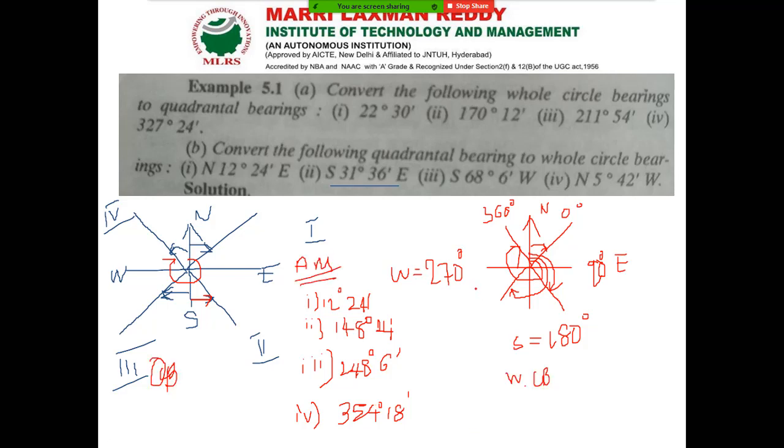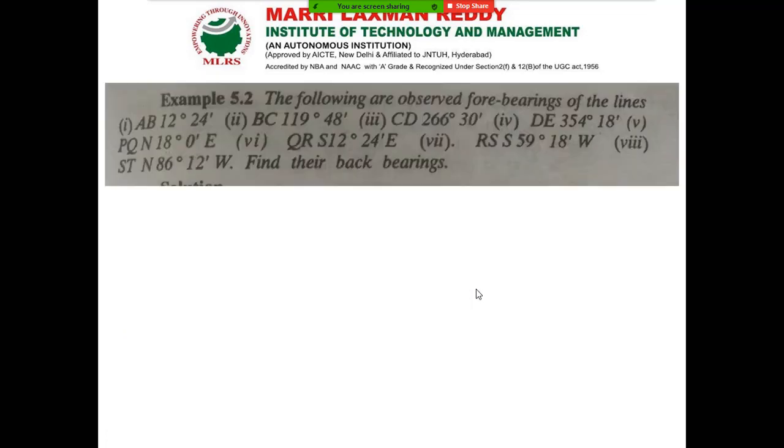Next problem. The second problem, the given data is the following observed fore bearings of the lines. Some lines they have given, AB, BC, CD, DE, up to DE in terms of whole circle bearing, and after that PQ, QR, RS and ST they have given in our quadrantal bearing system. Now what they are asking: find their back bearings.